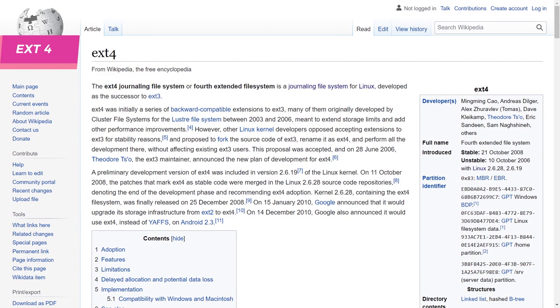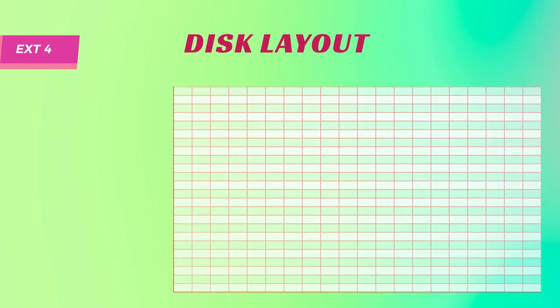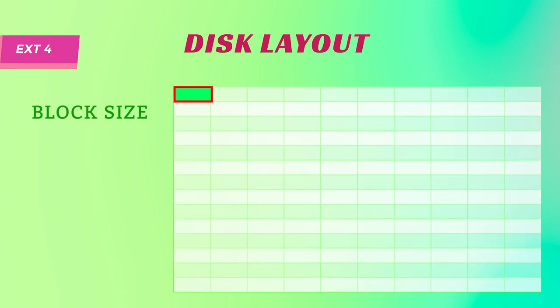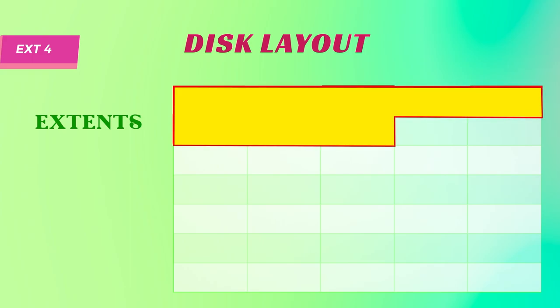EXT4 is the fourth version. There were three versions prior to this latest one. The EXT file system splits the disk into equally sized sectors. These sectors are grouped to form a block. The size of a block can be between 1 kilobyte to 64 kilobytes, but it's typically 4 kilobytes. Blocks are in turn grouped into larger units called block groups. Now, in EXT4, instead of fixed size block groups, there's a concept of extents. An extent is a range of contiguous physical blocks.